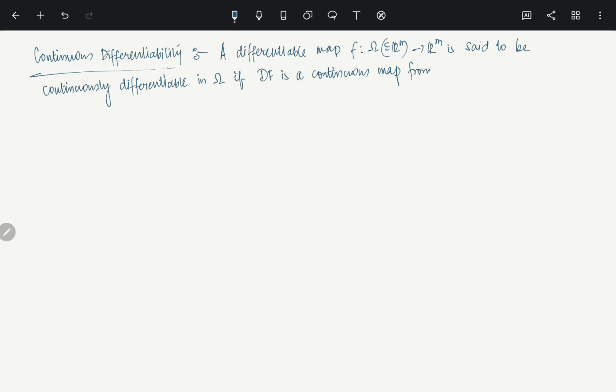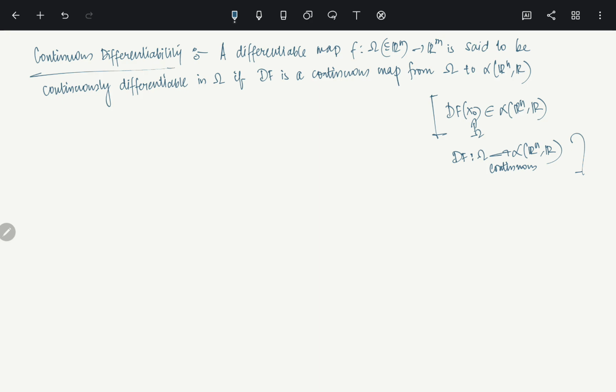from omega to L(Rn, R). What I mean by this is, let's say x0 is any point in omega; df at the point x0 is a linear map from Rn to R, for any x0 in omega. Now x0 varies in omega, so this df is nothing but a function from omega to L(Rn, R). You can think of it like this. Now if this function is continuous, then we say it is continuously differentiable. I hope this is clear.